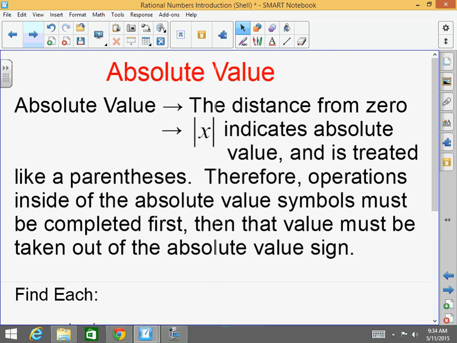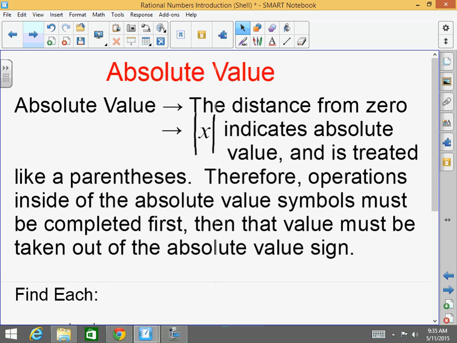Okay. Now, before we get into some operations with rational numbers, let's go ahead and talk about absolute value. Absolute value is the distance from 0, guys. And the absolute value symbol, which is two straight lines like this, indicates absolute value and is treated like a parenthesis. Therefore, operations inside of the absolute value symbol must be completed first.